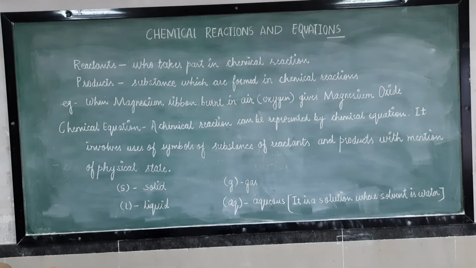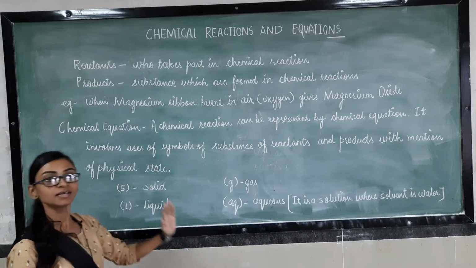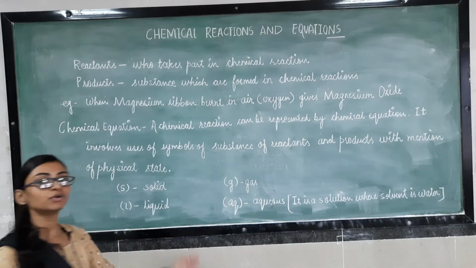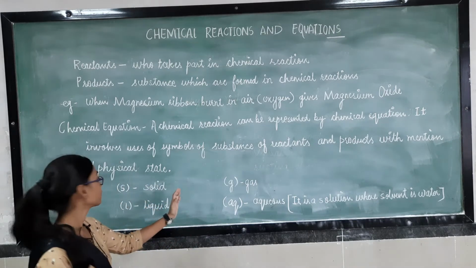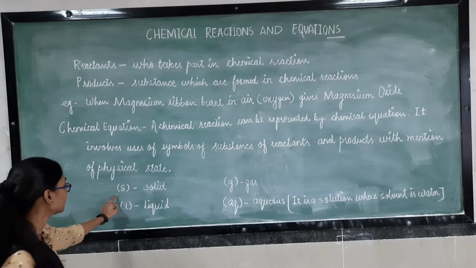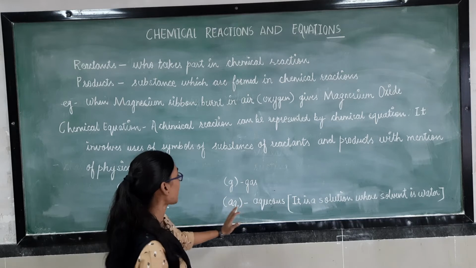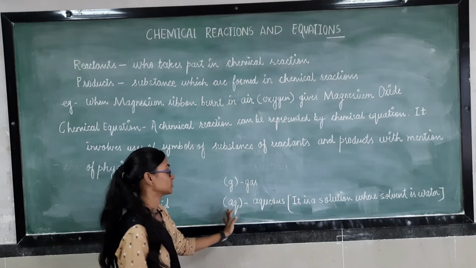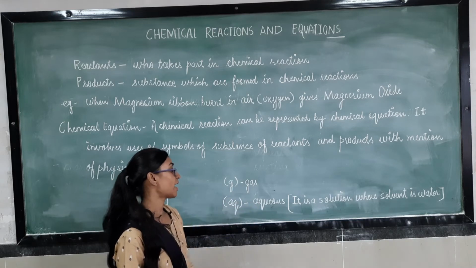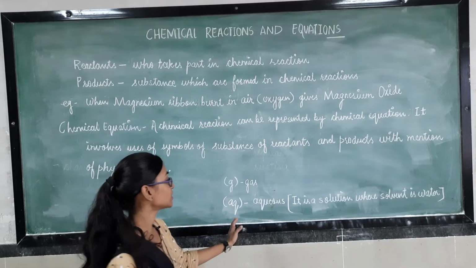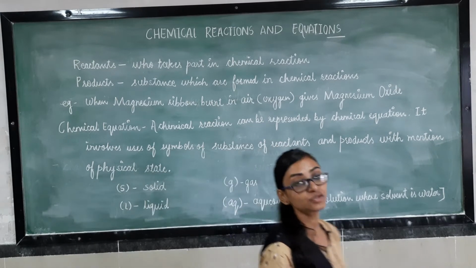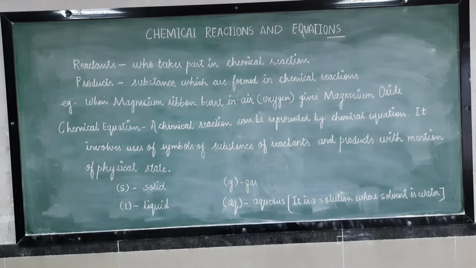You have gone through the physical states, that is solid, liquid, gas. These are the physical states. To represent a solid state, we will write S in brackets. For liquid, L. For gas, we use G, and for aqueous, we use AQ. Aqueous is what? Aqueous is a solution where the solvent is water. Water is used as a solvent in that solution.